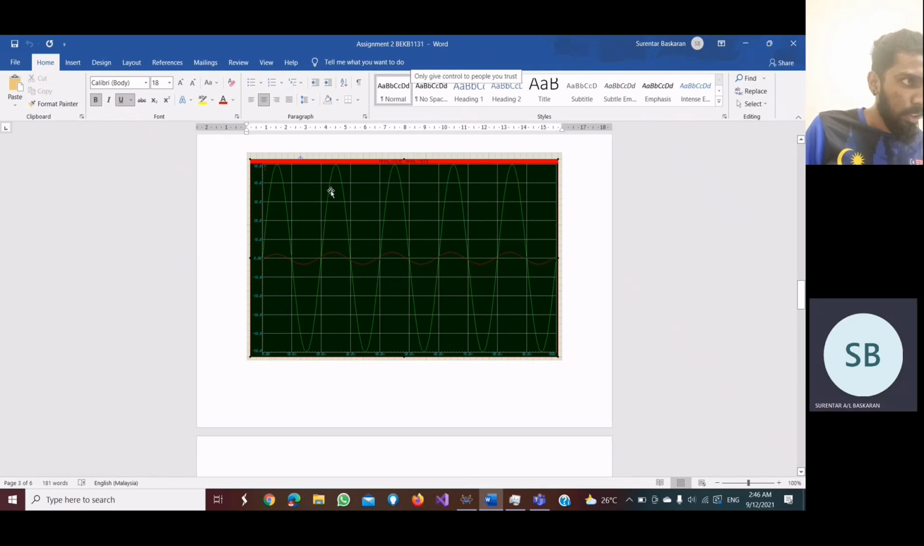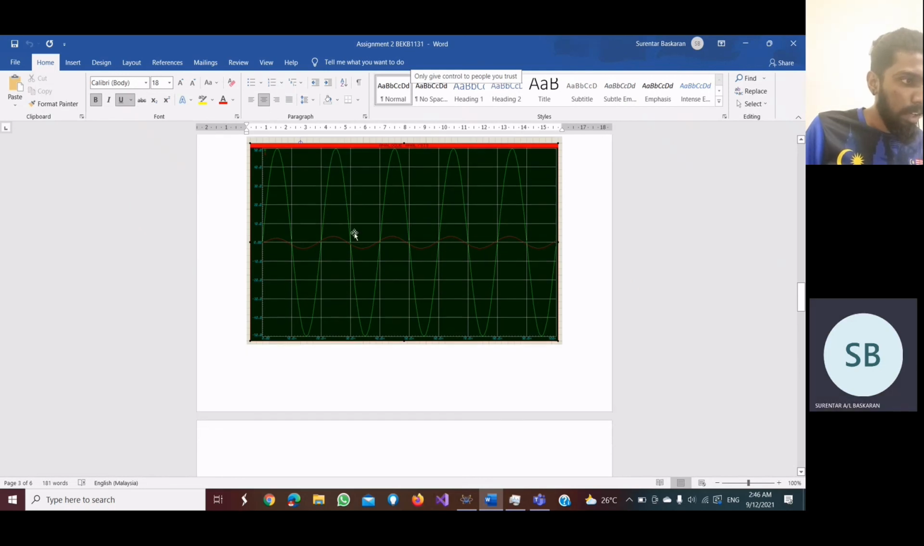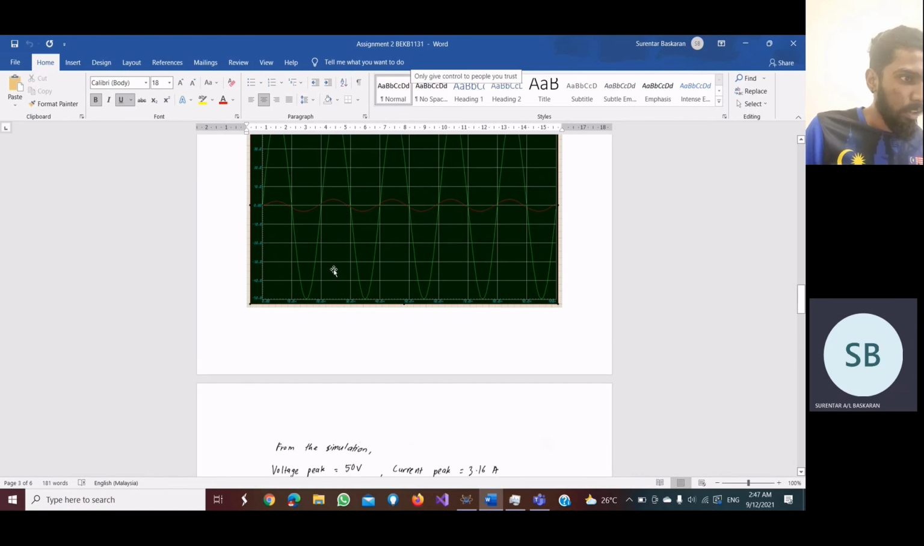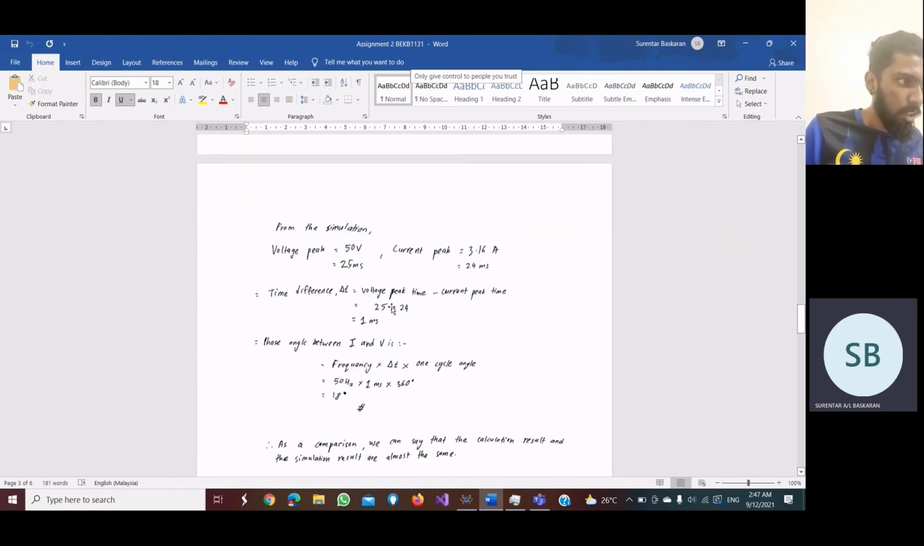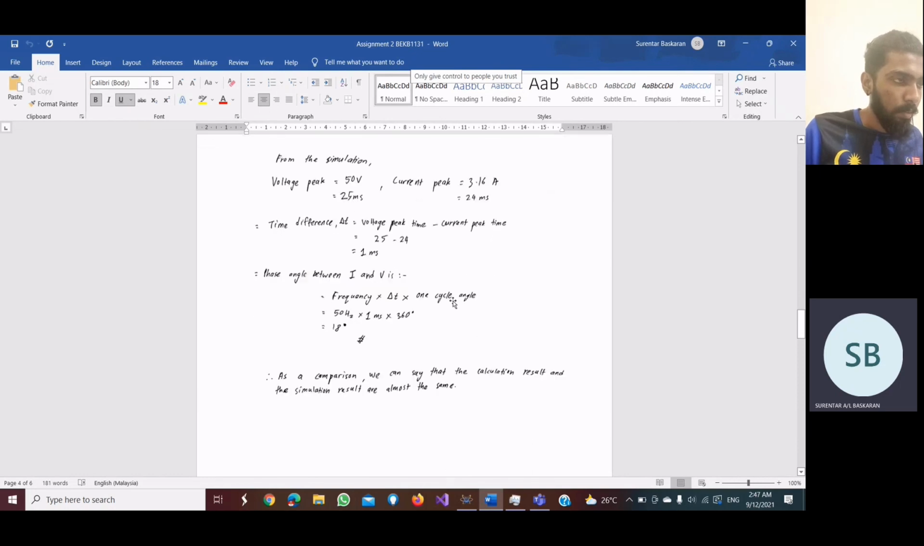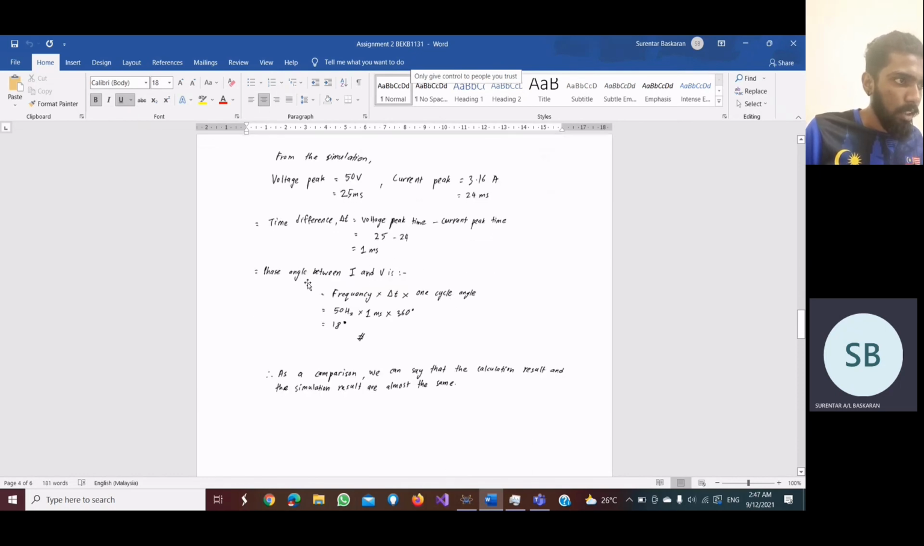Over here we take this part, 25 millisecond, and this moves slightly before, which is when the current peak value is 24 millisecond, and then if we calculate the time difference, which can be found by substituting voltage peak time and current peak time, so we'll get 1 millisecond.